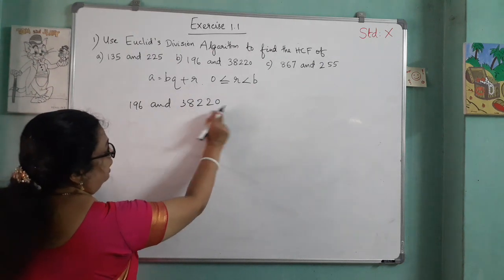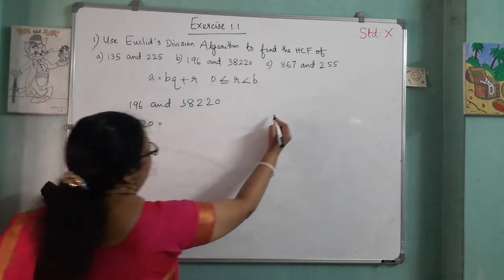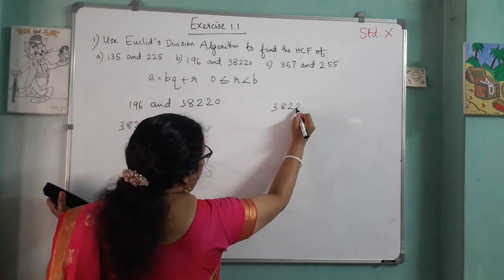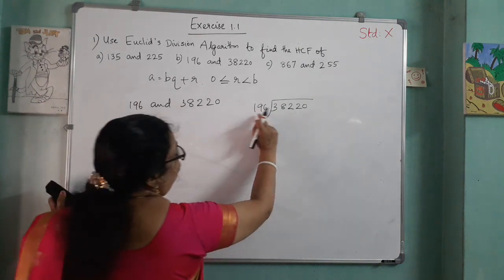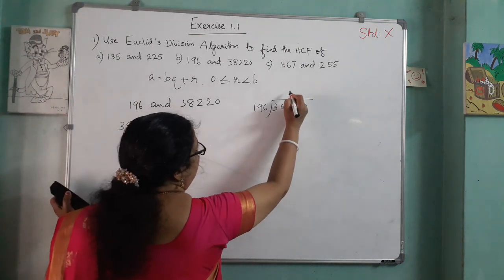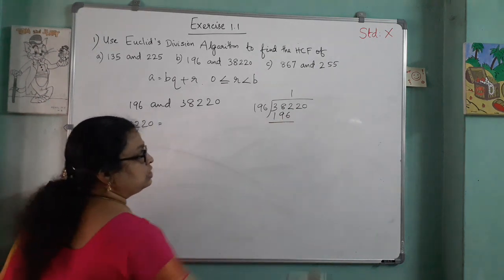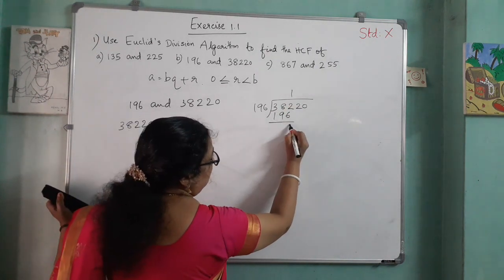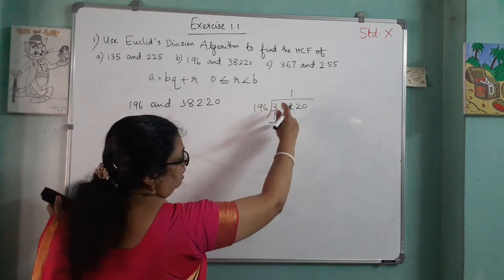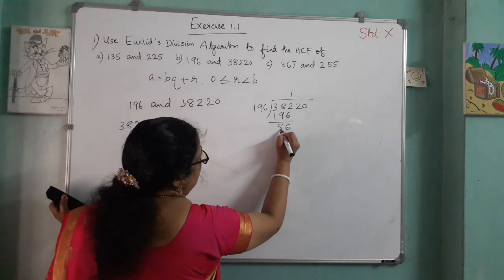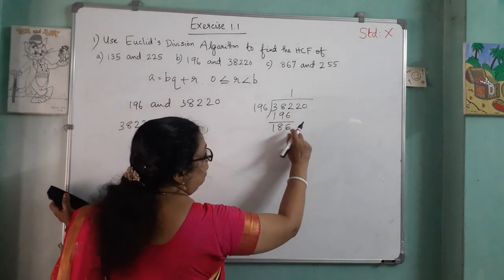38,220. We know that 38,220 is the greater number, so that will be the dividend. 38,220 divided by 196. First we take 3 digits, 1 time it goes into 196. 2 minus 6 not going, so borrowing, 12 minus 6 is 6. Here 7 minus 9 not going, so borrowing, 17 minus 9, that is 8. Then 2 minus 1, 1. And the next number we bring down.